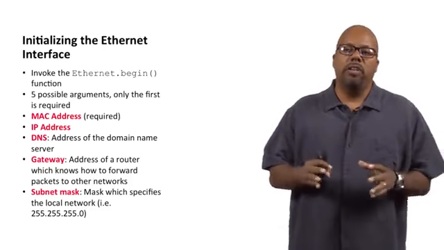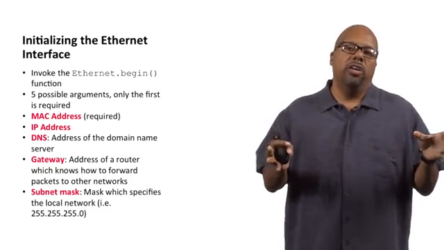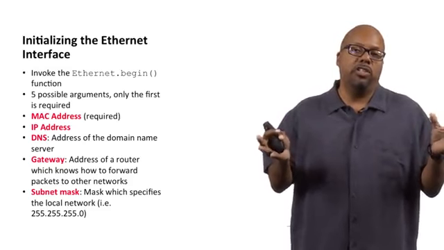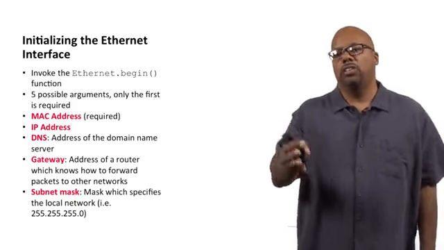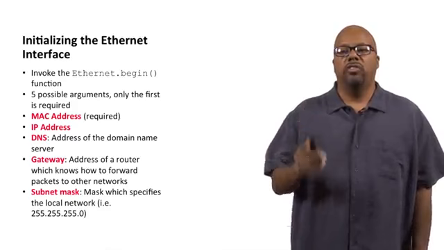So the subnet mask tells you which bits are shared by the local subnet. You don't have to specify this. If you don't, it'll default to 255, 255, 255, 0.